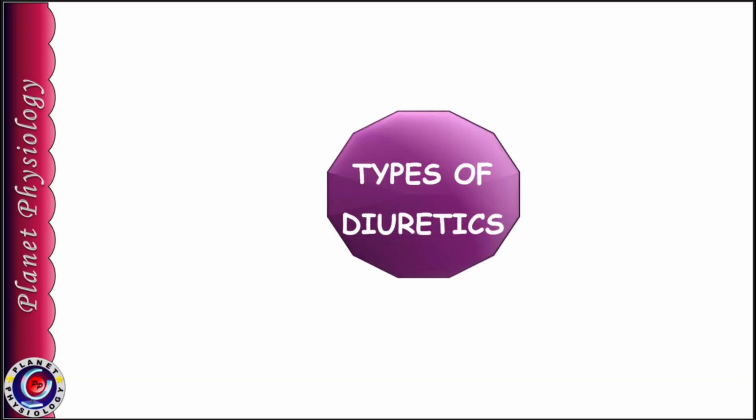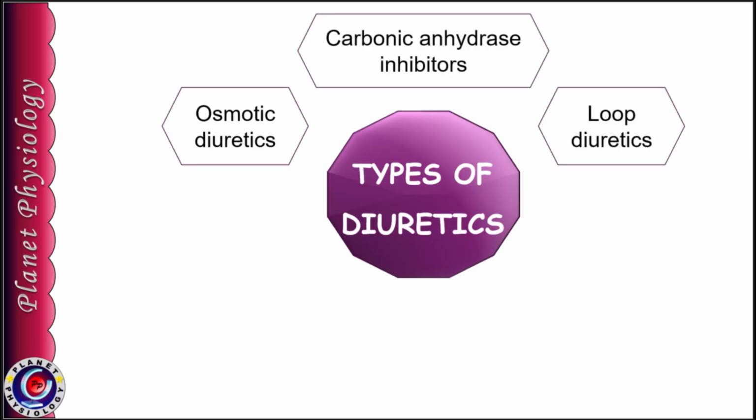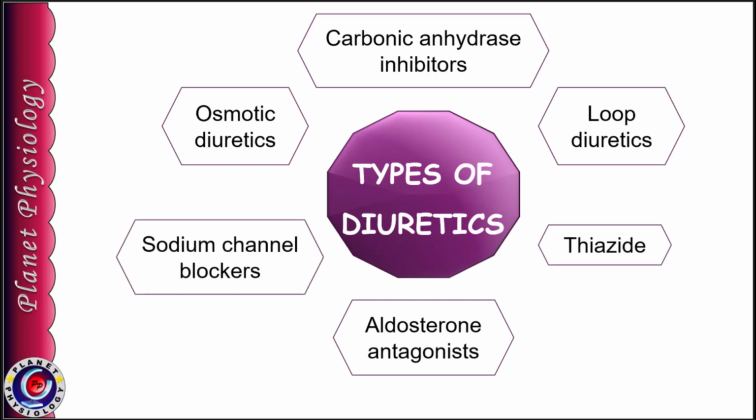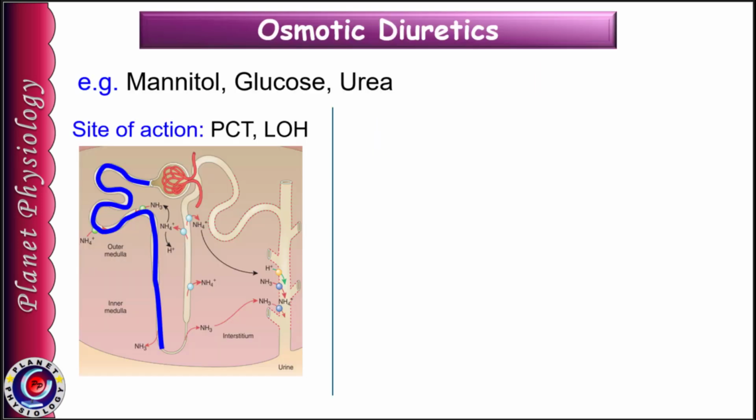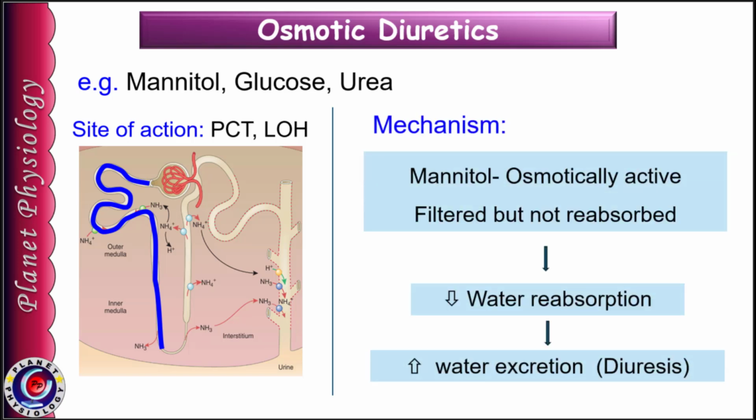Broadly, diuretics can be classified as osmotic diuretics, carbonic anhydrase inhibitors, loop diuretics, thiazide diuretics, aldosterone antagonists, and sodium channel blockers. Let's start with osmotic diuretics like mannitol, glucose, or urea. They act at proximal convoluted tubule as well as loop of Henle. Mannitol is osmotically active substance. When introduced in body, it is freely filtered but not reabsorbed by the tubules. As a result, it reduces water reabsorption and increases water excretion, that is diuresis.